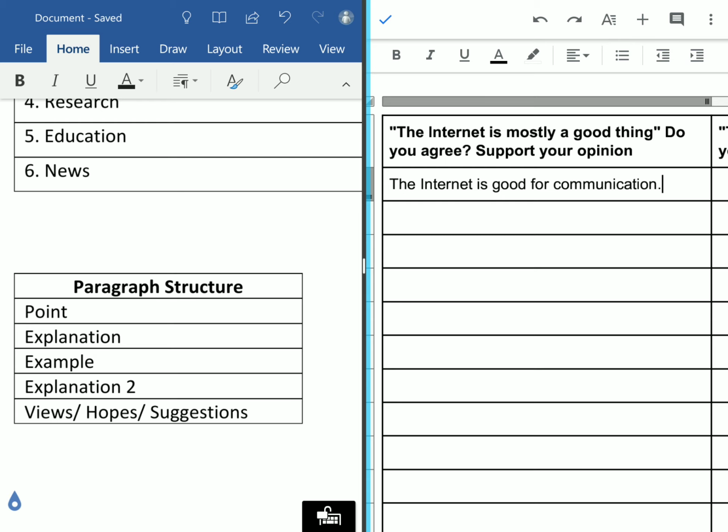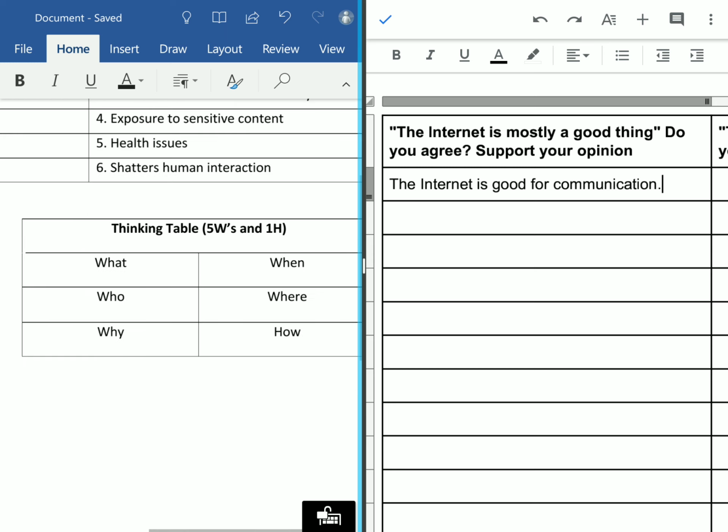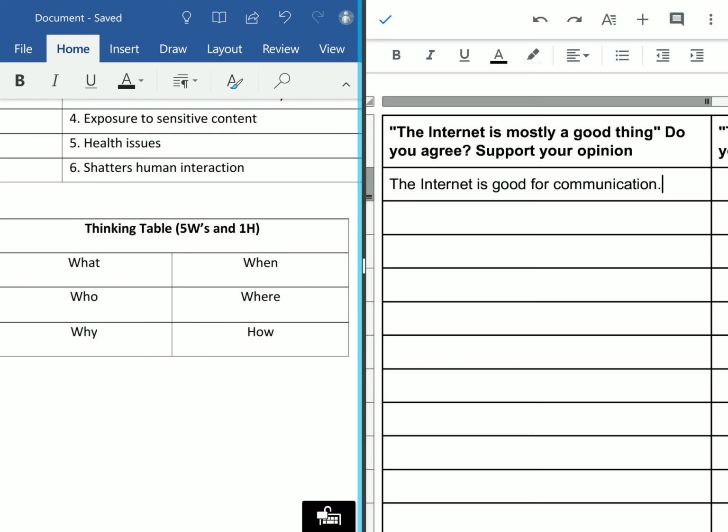Okay, our second sentence would be explanation. Now, the internet is good for communication. We're going to have to explain this. We're going to use the thinking tables to do so. The internet is good for communication. What? Now, we can put this question in front or behind our key point. And our point here is communication. It's good for what kind of communication? It's good for communicating what? Or communicating who? Or communicating why? Communicating when? Communicating where? And communicating how? Whichever strikes a light bulb in your head, you write about it, because everyone has different experiences.